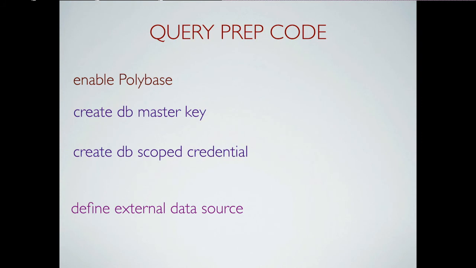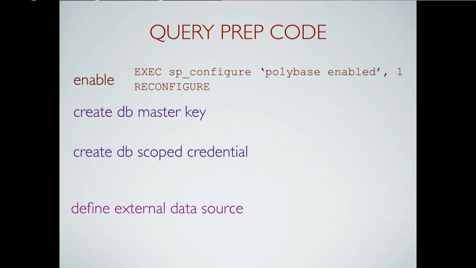Now here's where the magic starts. Before I can start connecting to Mongo using Polybase, I need to do a couple of things, and these are color-coded for a specific reason. The top one is instance-wide. So I have to enable Polybase. That's pretty straightforward. It's an sp_configure, enable Polybase, and reconfigure. No restart required. The second and third ones are done once per database.